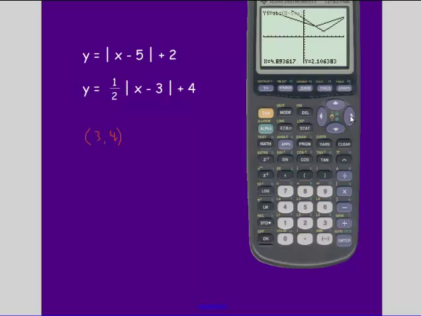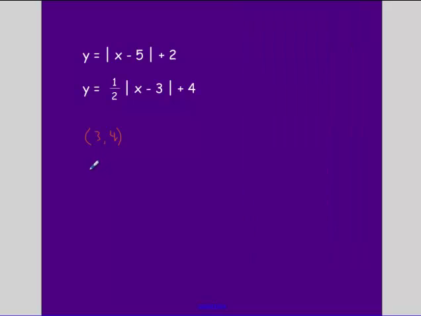Trace. See if we can get it to redraw. We can. They've passed each other, so I see the intersection. Calc, intersect, enter, enter, enter. 11, 8.